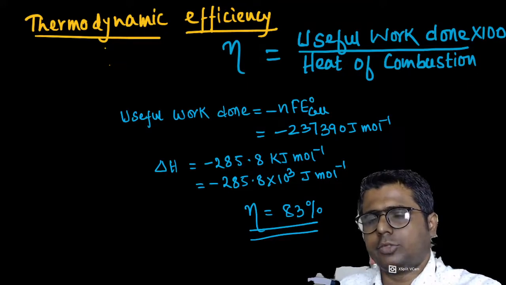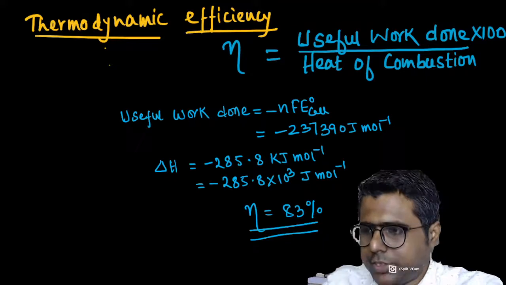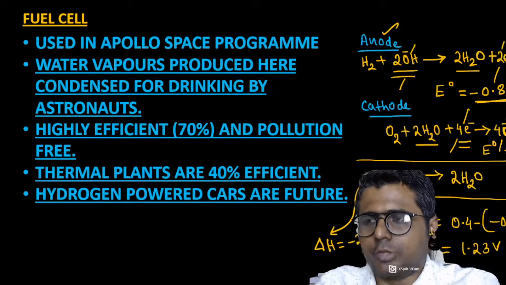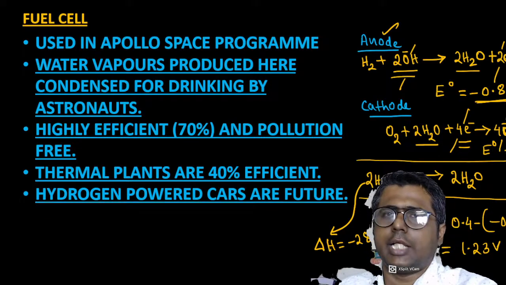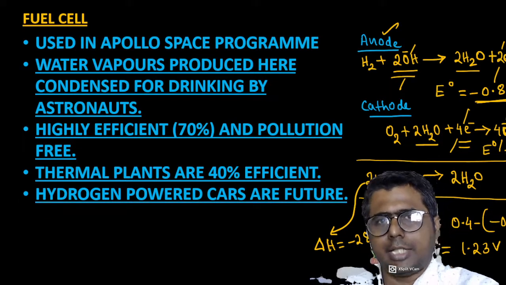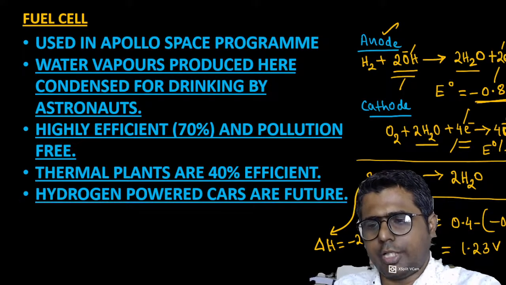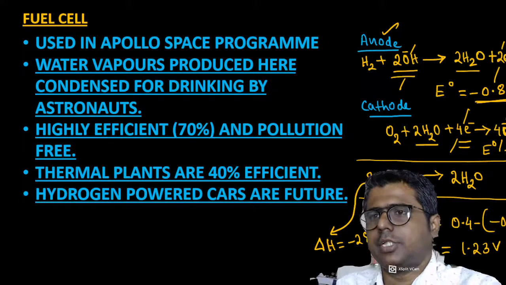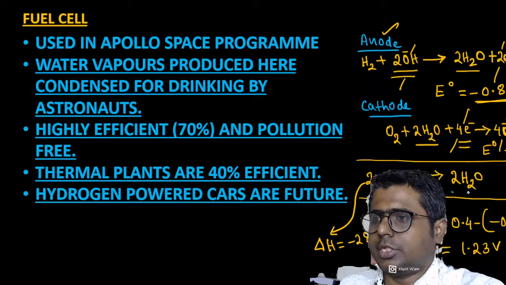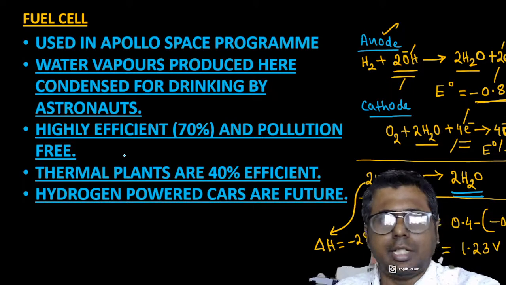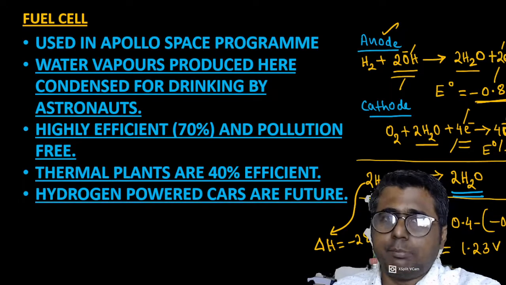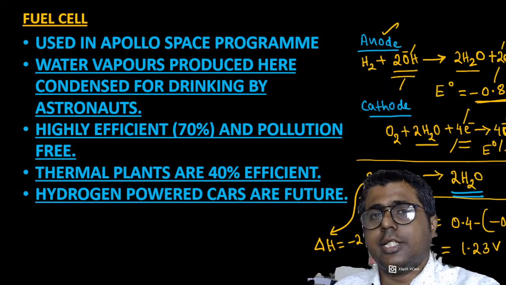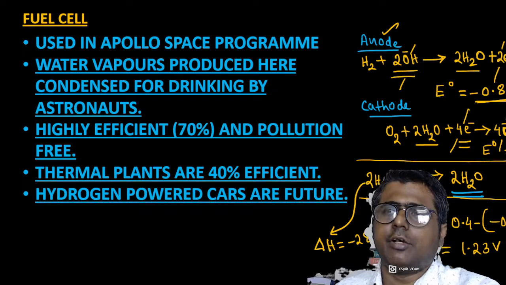So I hope you have understood the basic calculation of thermodynamic efficiency. Now we are going to study a little bit of factual things which are a part of the fuel cell. This fuel cell was first used in the Apollo space program by the astronauts in the spacecraft. The water vapor that is produced in this fuel cell was used for drinking by the astronauts. So you can see the use of this. The best and most important thing about the fuel cell is that it is pollution free, number one. Number two, it is highly efficient. It is efficient at around 70%.